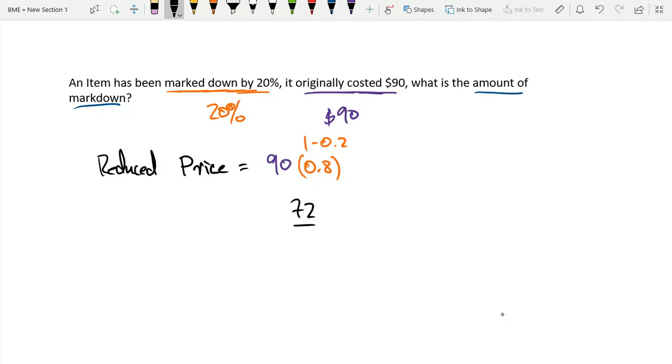So if our reduced price is 72, then our amount of markdown is simply 90 minus our reduced price, so that's 72. And that is going to be equal to, I can do this in my head, $18. And that is our amount of markdown.